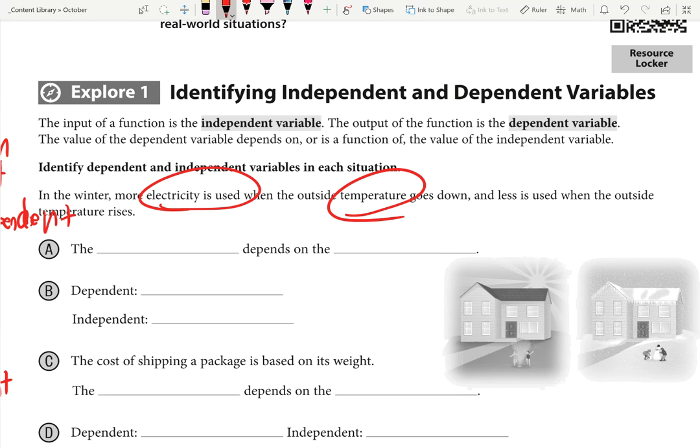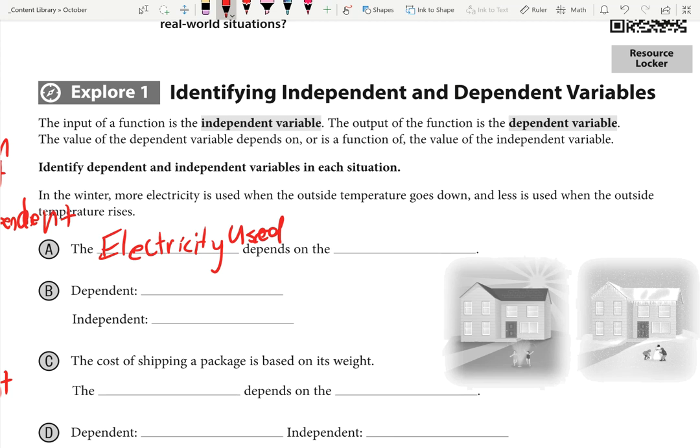Electricity used depends on the temperature outside, or does the temperature outside depend on the electricity I use? The answer should be obvious. The electricity that I use depends on the temperature that's outside, because how could the temperature outside depend on the electricity I use? That means the temperature would change based on the electricity that I use, and I can't change the temperature outside just based on the electricity I use. That doesn't make sense. So what does make sense is that the electricity I use is depending upon the temperature it is outside.